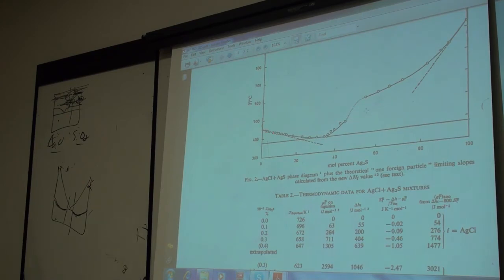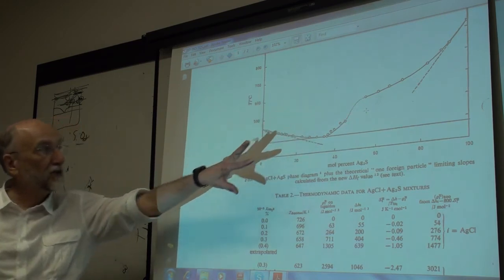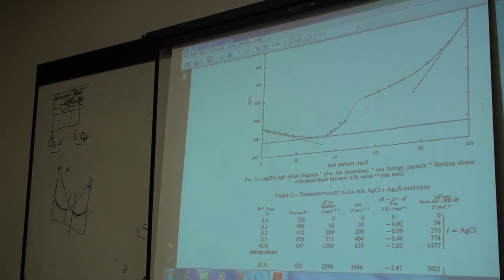And what this is telling you structurally is that all the way up to here, the structure of the liquid is very much an ionic silver chloride. You have silver and chlorine ions, and the sulfur is going into the chlorine site somehow, but the structure is remaining more or less the same, and this is an ionic liquid.